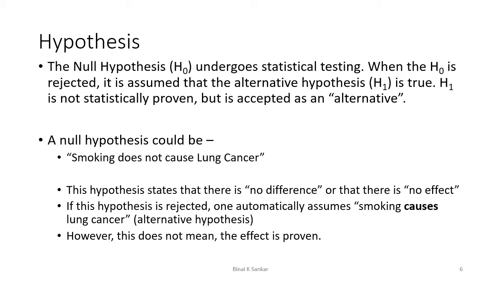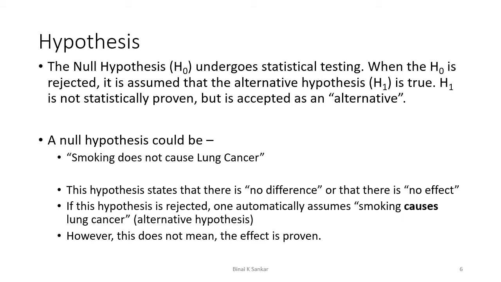So, like I said earlier, the null hypothesis could be something like smoking does not cause lung cancer. So I say that there is no effect of smoking on causing lung cancer. So it means that the possibility of lung cancer is the same for a person who is smoking versus a person who is not smoking. So it states that there is no difference, or that there is no effect.